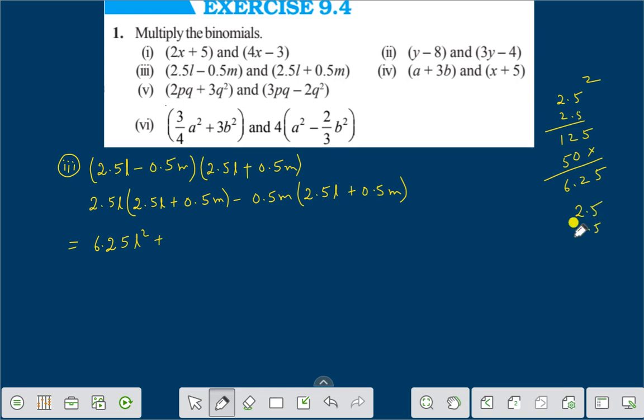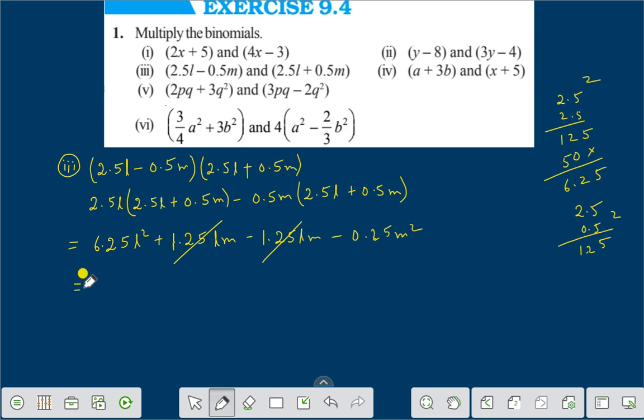2.5 into 0.5, that is 5 times 5 is 25, that is 1.25, plus 1.25 lm, minus 0.5 into 2.5, that is minus 1.25 lm, plus into minus is minus 0.5 into 0.5, that is 0.25 m square. Therefore this will cut, plus and minus.